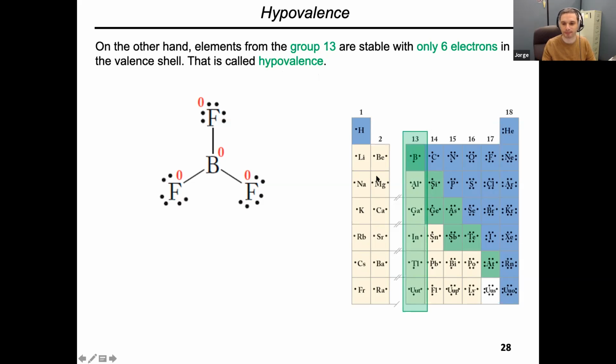Okay. So now we have the regular octet rule and two exceptions. Hypervalence, more than 8 electrons in the valence shell, and hypovalence, only 6 electrons in the valence shell. And in all three cases, they are capable of forming stable compounds.